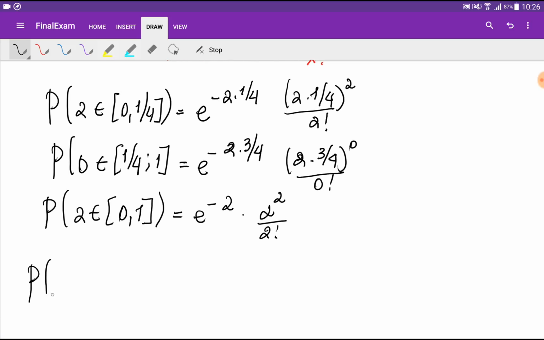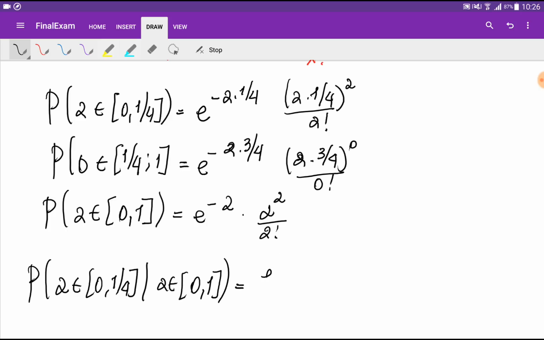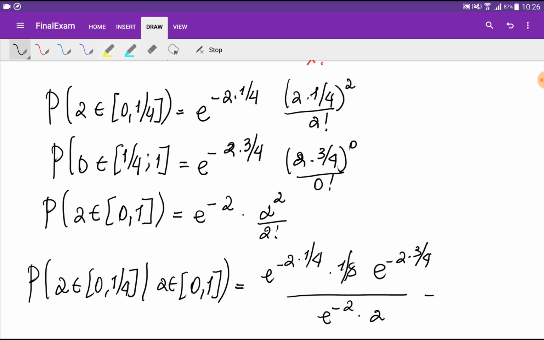So the probability that T earthquakes will happen in the first quarter, given that T earthquakes happen in 1 year, is equal to e to the power of minus T multiplied by 1/4 multiplied by 1/8, times e to the power of minus T multiplied by 3/4, divided by e to the power of minus T, times T to the power of T. So if we cancel everything out, we are going to have the answer 1/16.